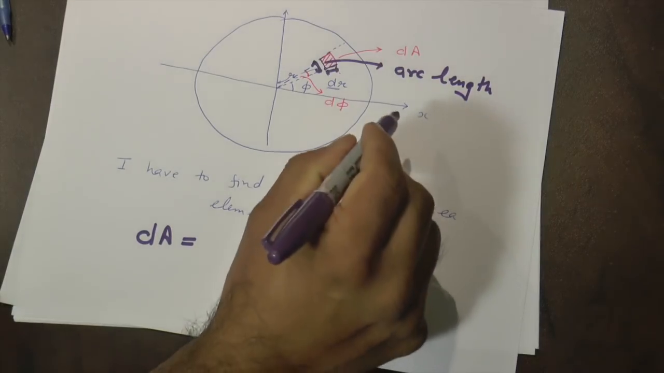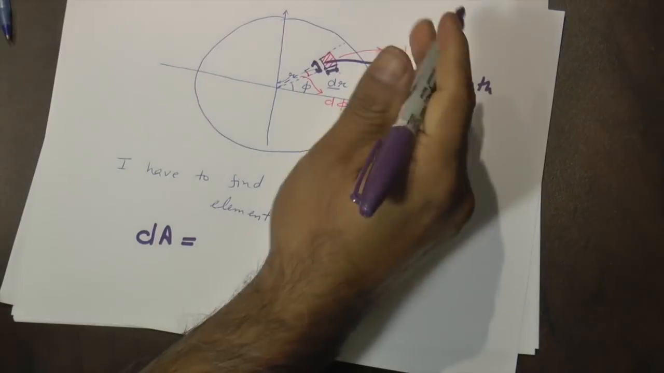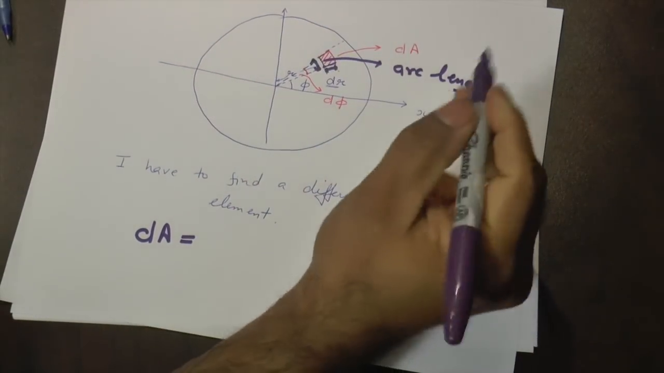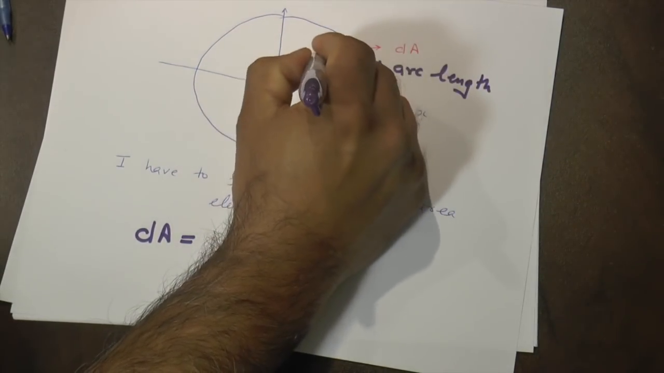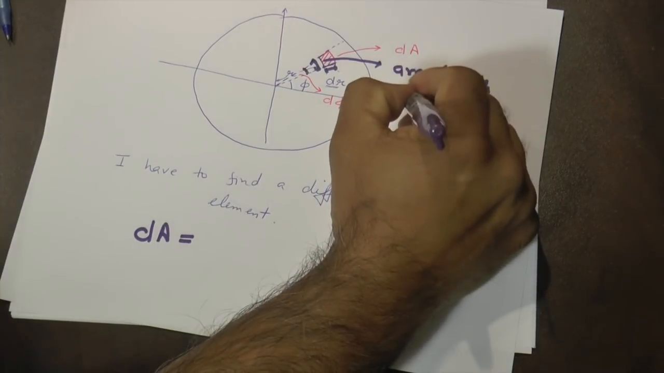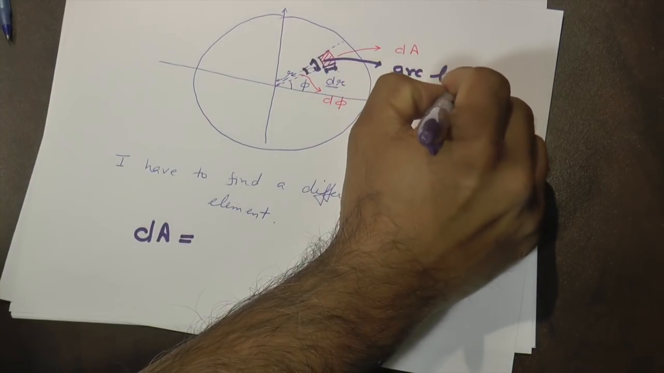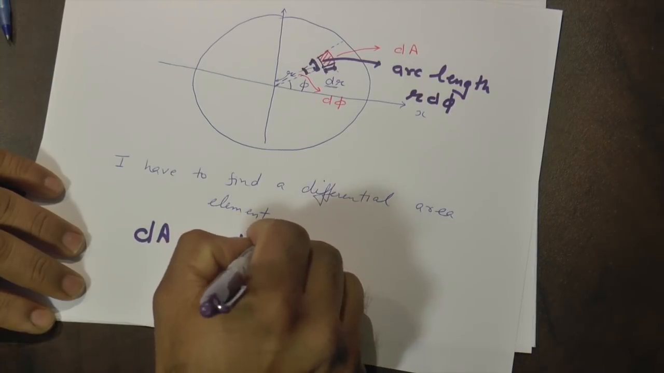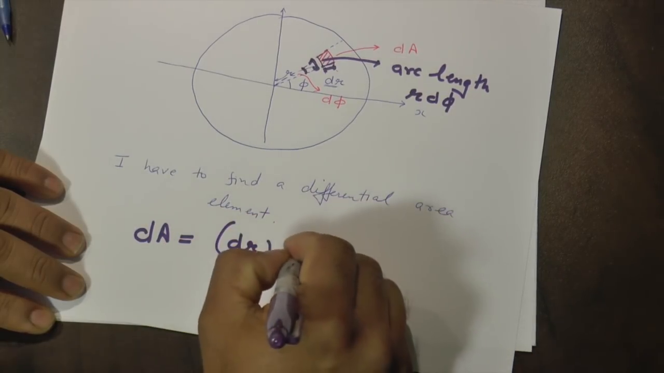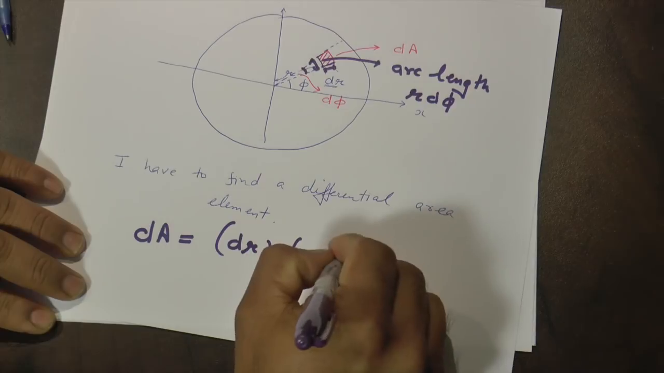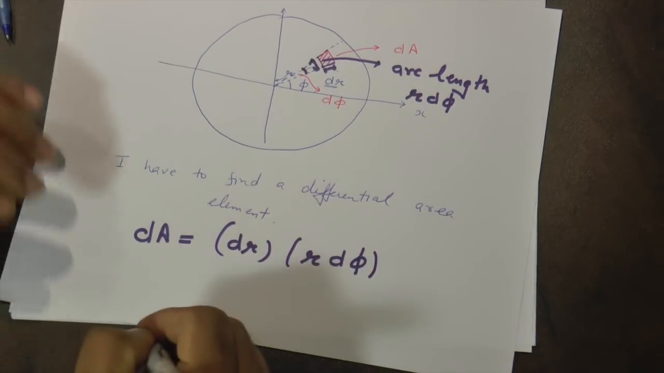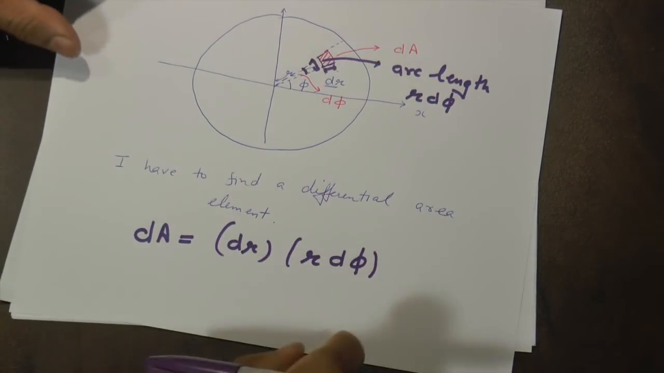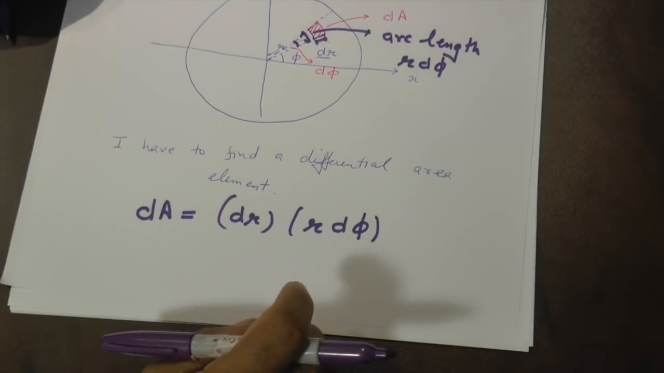That length is nothing but the arc length of that arc, and the arc length is the radius multiplied by the angle, so that is r dφ. So my dA becomes dr multiplied by r dφ. That is the differential area I get.